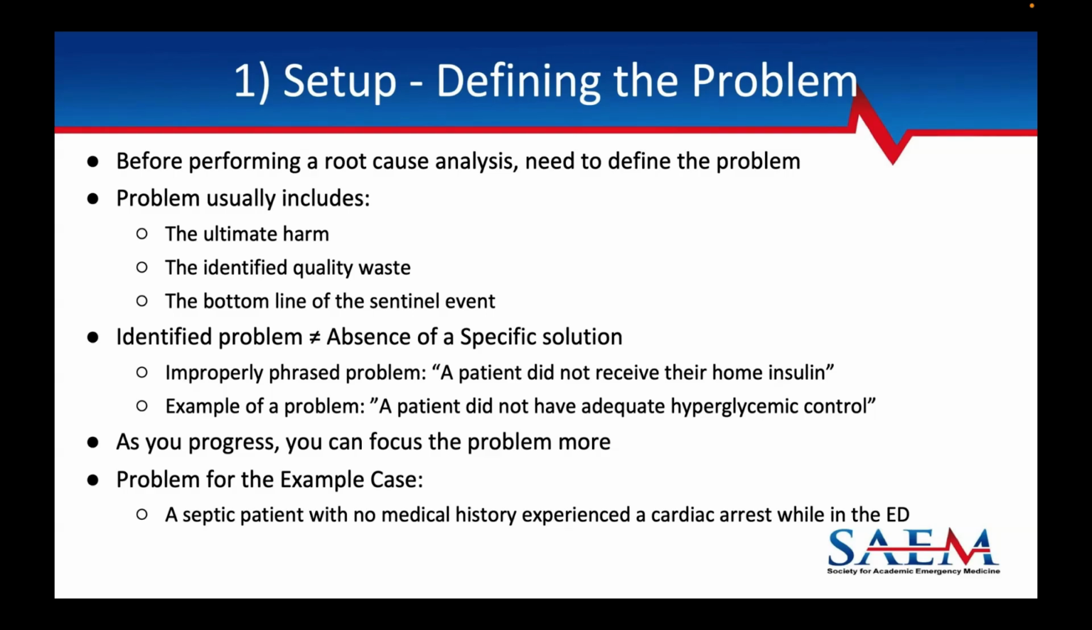Sometimes people will phrase a problem and say, oh, a patient didn't receive their home insulin. And so you're suggesting that their home insulin is the only solution. However, the example of the problem could be a patient did not have adequate hyperglycemic control. They may not receive their insulin regimen at home. They may receive some modification, but with good resolution of their hyperglycemia. So it's not exactly their insulin regimen, but it is a form of hyperglycemic control. So phrasing your problem allows you to expand what the solutions can be.